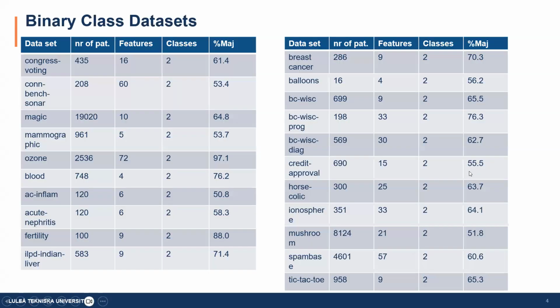Next, please. So here are the 21 datasets for binary classification. The number of participants is included here, and also the features, classes, and the majority counts are provided. There are different datasets, including Congress voting, magic and blood, fertility, and also some diseases such as breast cancer and so on.